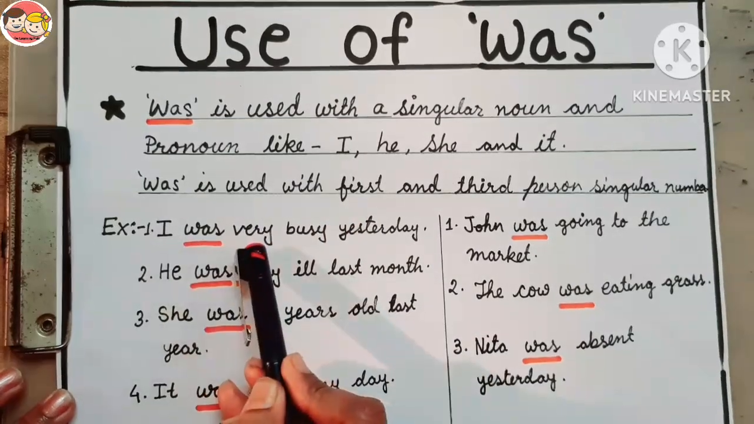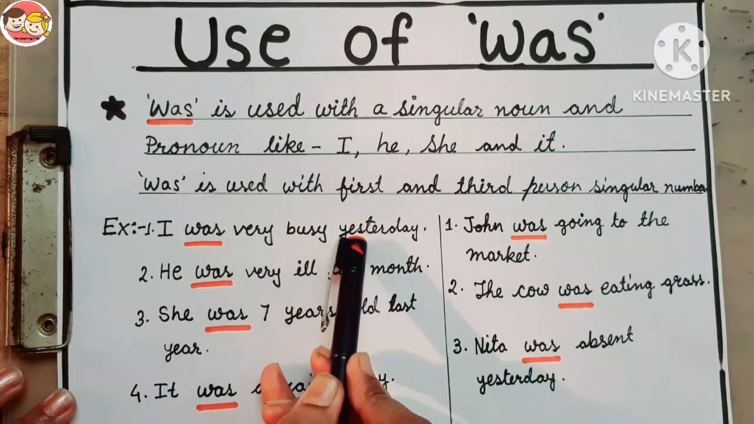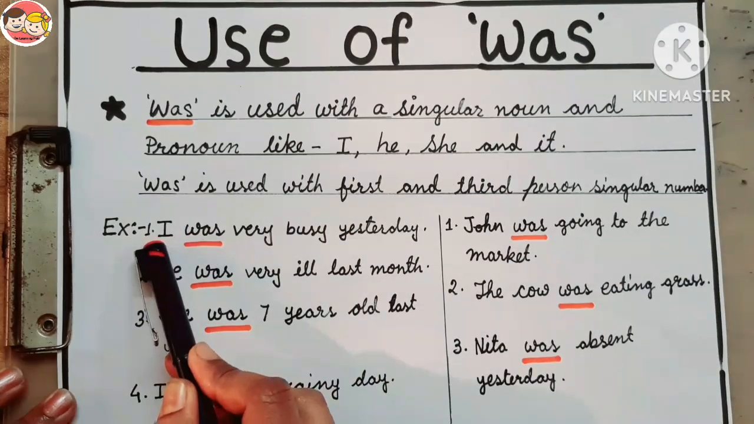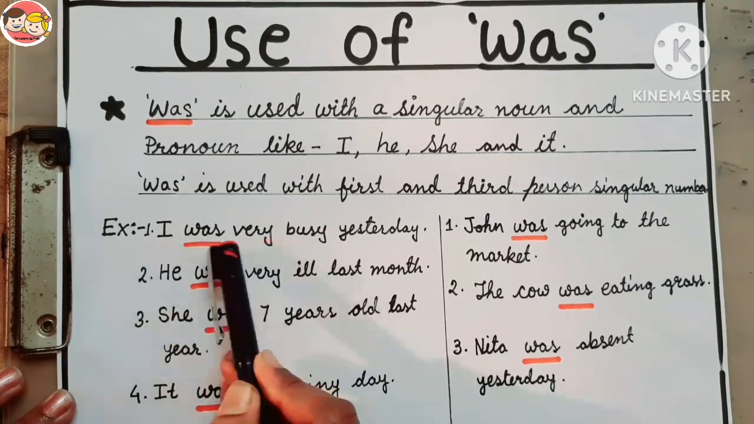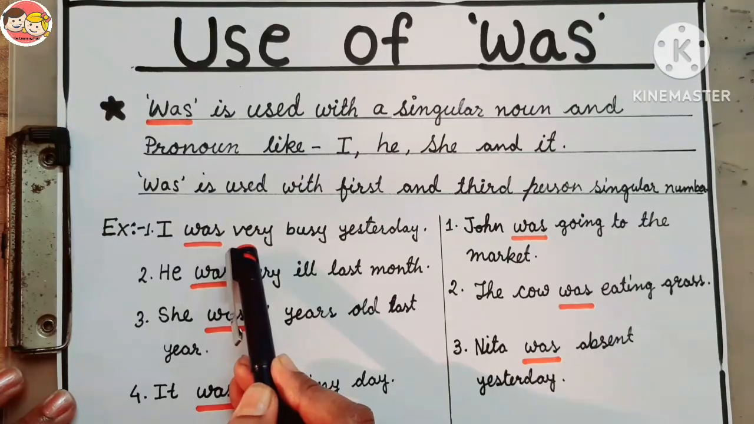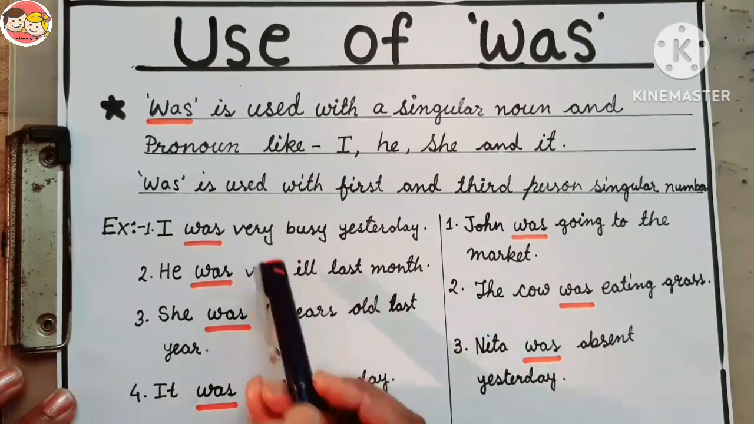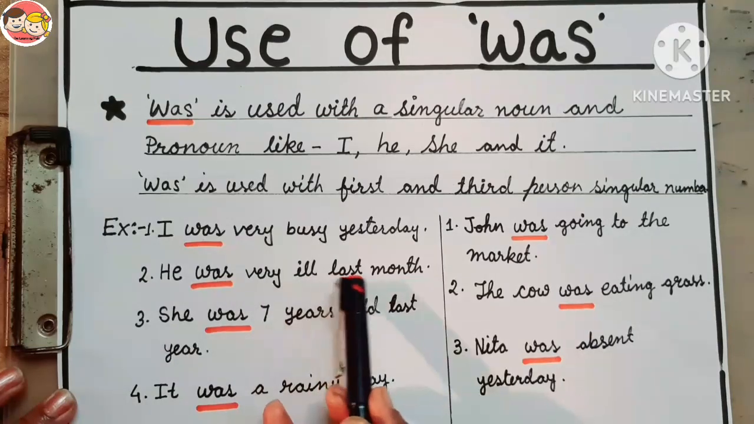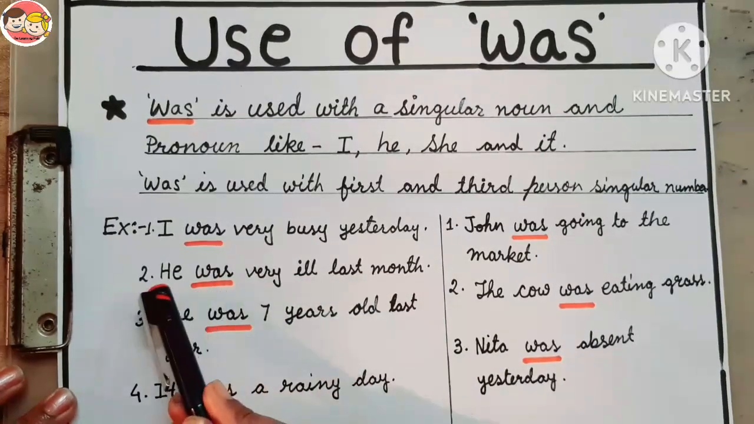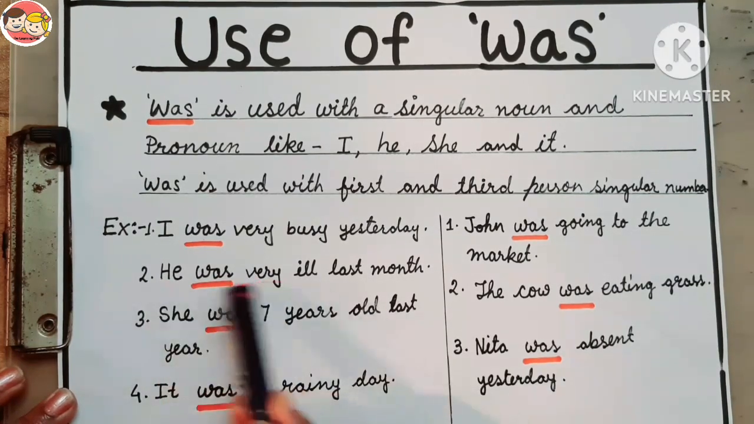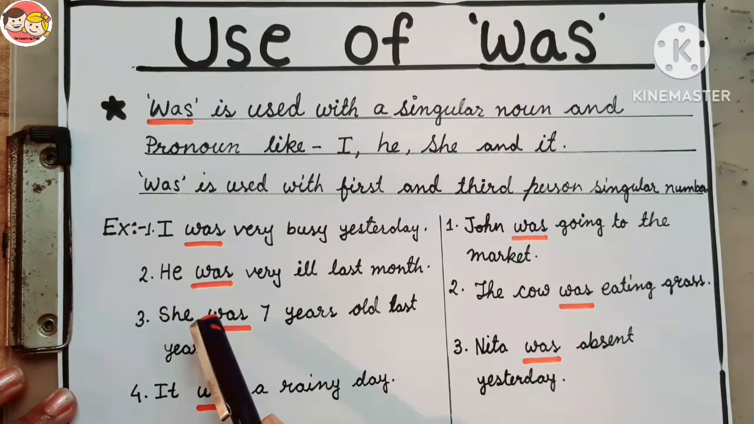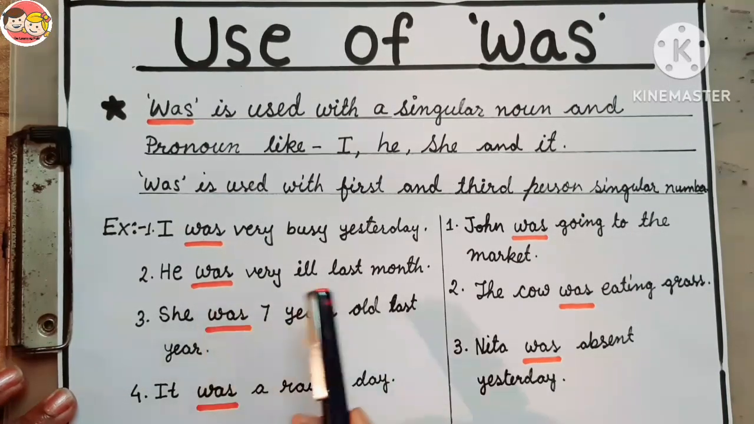I was very busy yesterday. I is the first person singular number. That's why here was is used. And this sentence shows past time, which has already happened. He was very ill last month. He was. He is the third person singular number. That's why here was is used, and this sentence shows past time, means which has already happened.